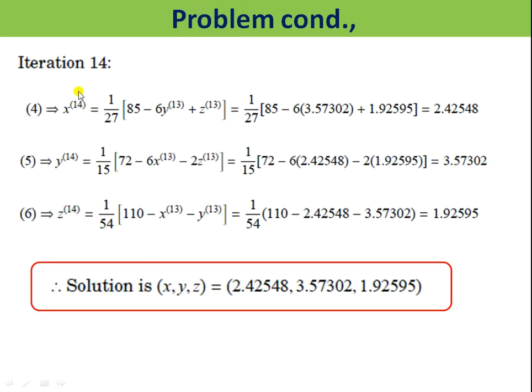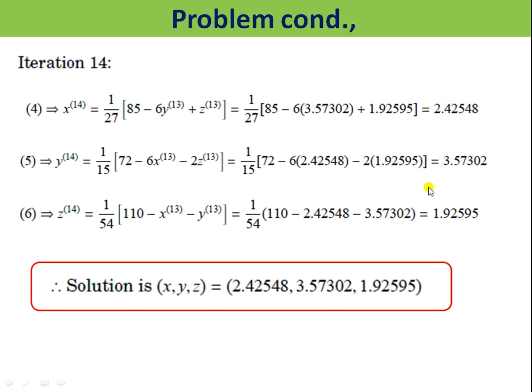Now look at the 14th iteration. For getting x of the 14th iteration, I have to replace y power 13 and z power 13 in equation number 4, replace the respective values and simplify this. You will get 2.42548 as the value for x power 14. Similarly, for getting y power 14, we replace x power 13 and z power 13 values and simplify that. You will get 3.57302. For the z power 14 value, we replace x power 13 and y power 13 values and simplify that. You will get 1.92595.